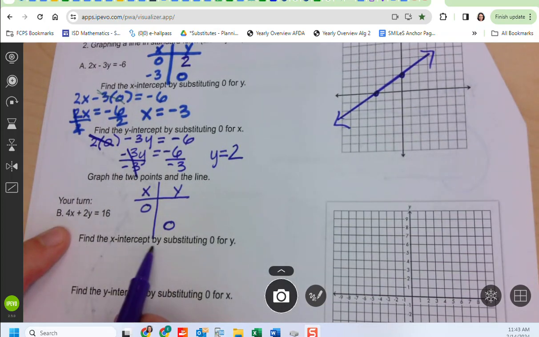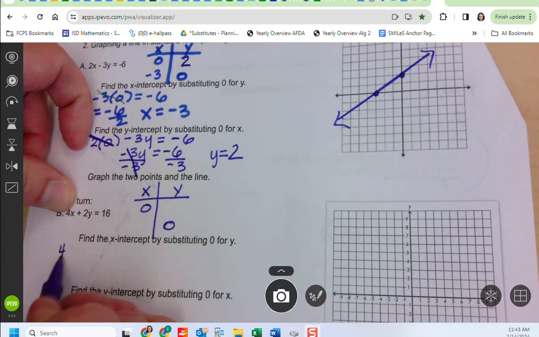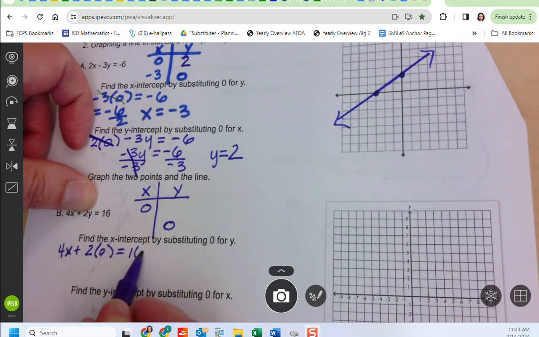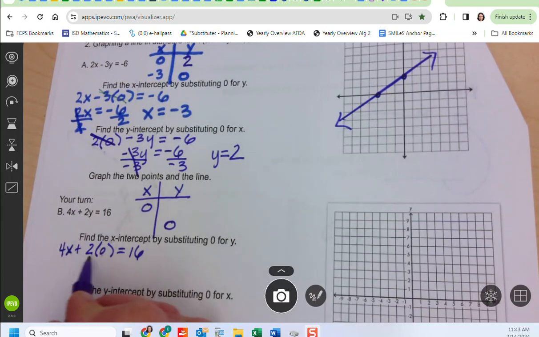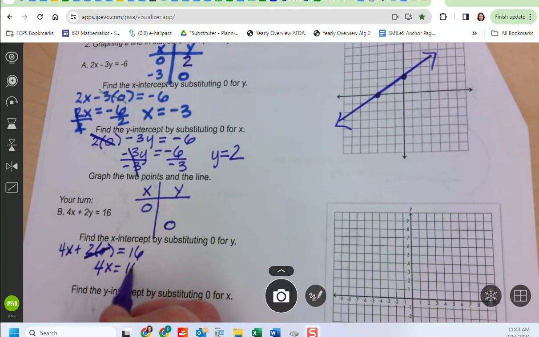Find the x-intercept by substituting 0 for y. So you want to write the equation down. Instead of y, you're going to put 0. And then 2 times 0 is how much? 2 times 0. It's 0, that's why we cancel it out. So I get 4x equals 16.